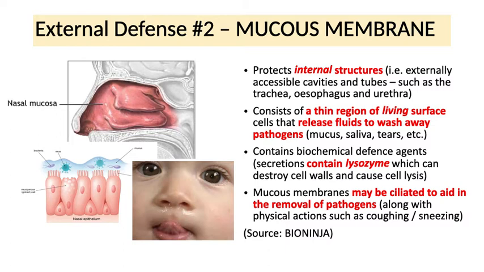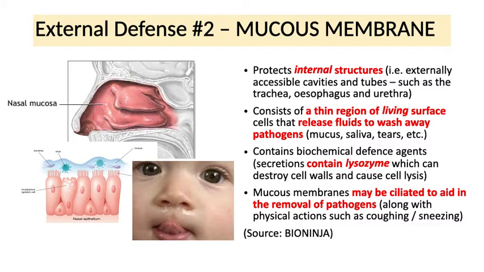So let's see some more description of the mucous membrane, from BioNinja. First, it protects the internal structure. The difference between the skin and this is that we're talking about internal structures, something that gets into our body, like the nostrils or the vagina or the urethra. They are all moist because of the mucus. It consists of a thin region of living surface cells that release fluids to wash away pathogens. For example, in our mouth, we have saliva, and in our eyes, we have tears, and so on.